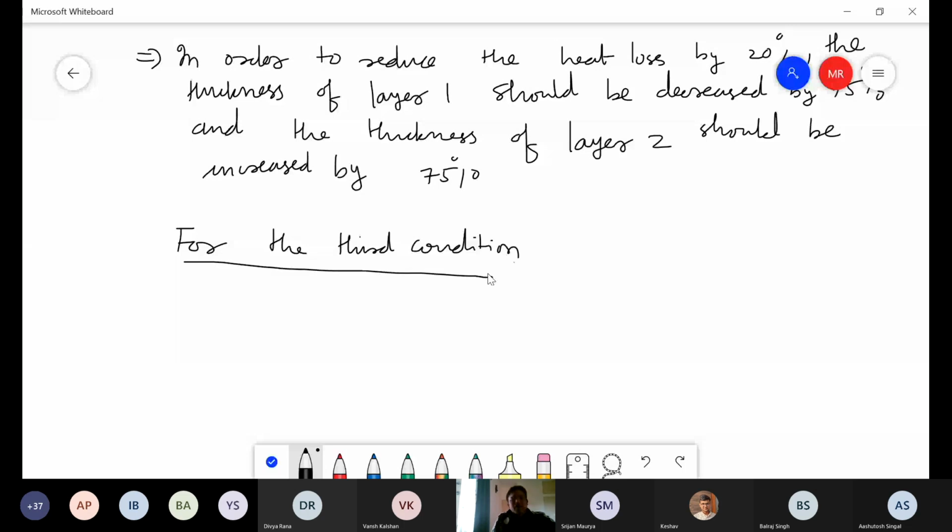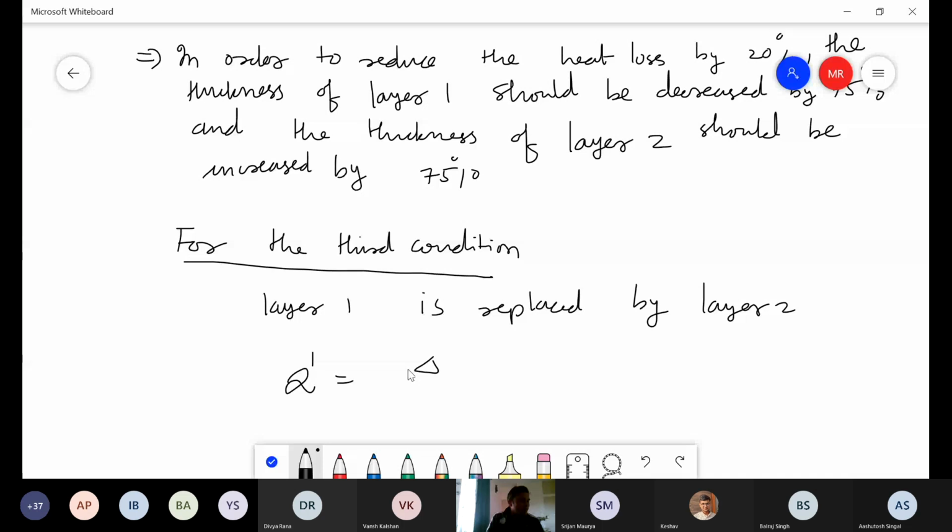So what is given in this third condition is that layer 1 is replaced by layer 2, isn't it? So let's say the heat transfer is Q dash. Again, the driving force remains the same, so delta T remains same.